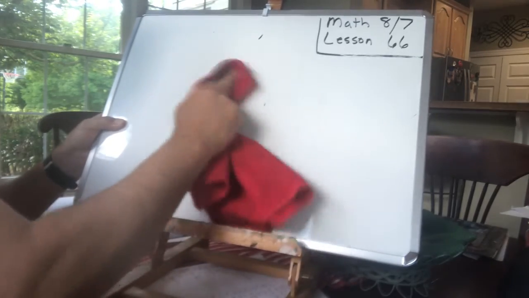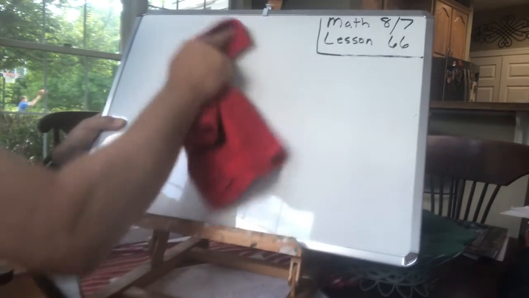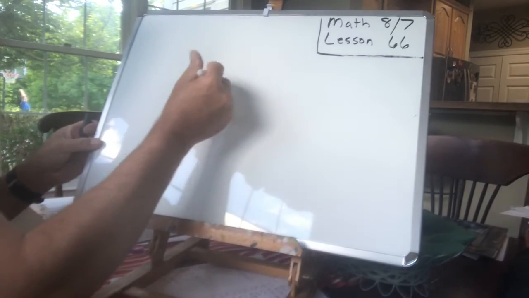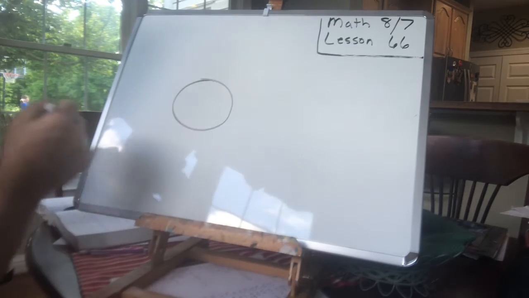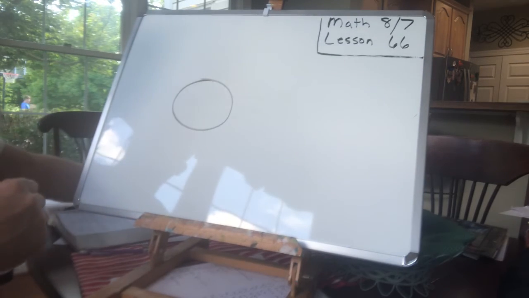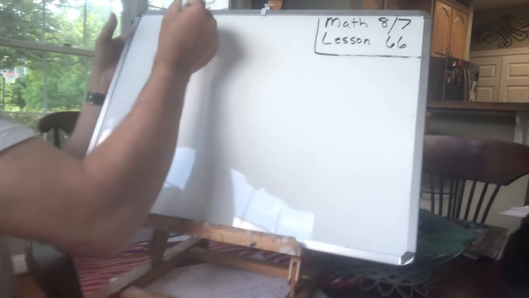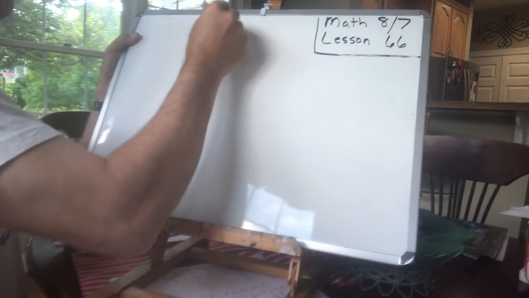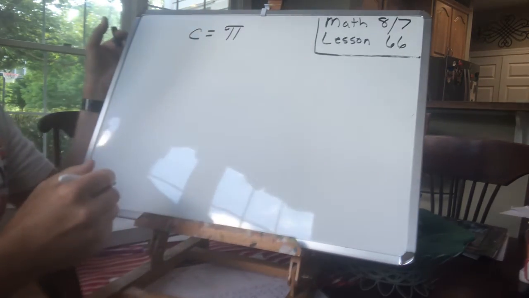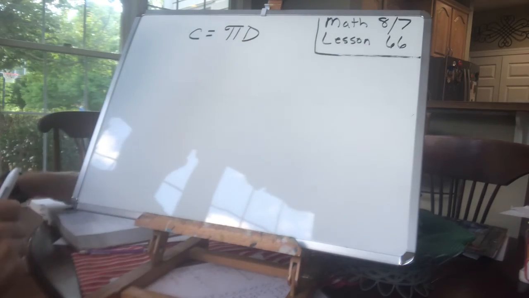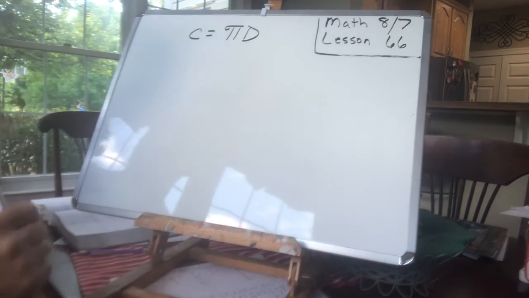The circumference is the length, the distance around the circle, okay? The distance around the circle. The outside of the circle is the circumference, right? Okay, the way we figure out the circumference equals pi, that's the symbol for pi, times diameter. Pi times diameter will equal circumference, okay?